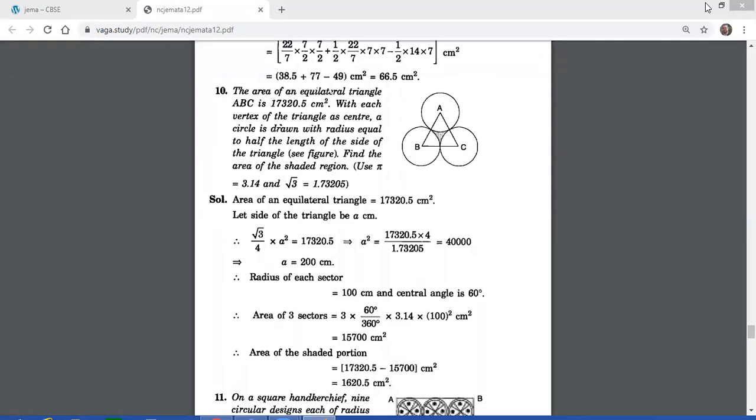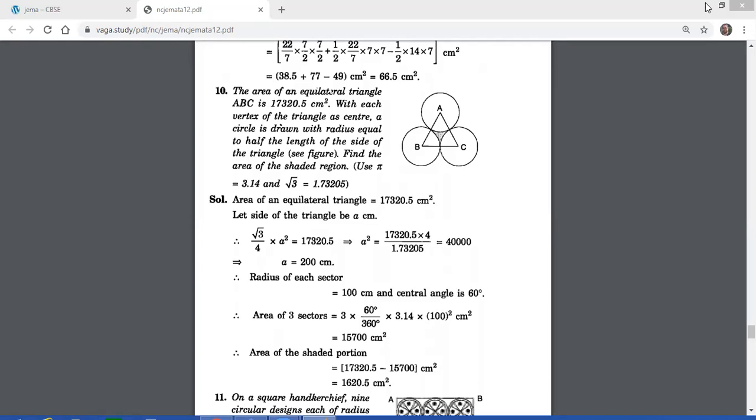So when I calculate this, this becomes very easy because a square will be 17320.5 into 4 divided by 1.73205. So when you calculate this, you have to remove how many decimals here? 1 decimal removed, 1 decimal removed, then 1, 2, 3, 4. So I have to remove 4 more decimals. So I am going to multiply this by 10,000. So 1732005 will get cancelled. 4 into 10,000. That's why we get a square as 40,000. So a square is 40,000. So a will be root of 40,000, and root of 40,000 will give us 200.